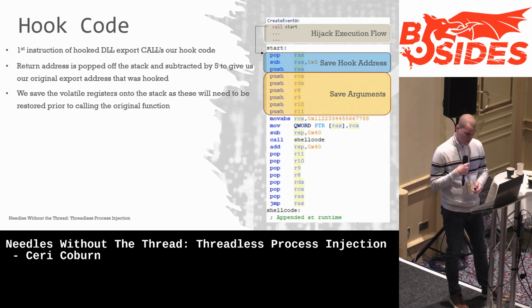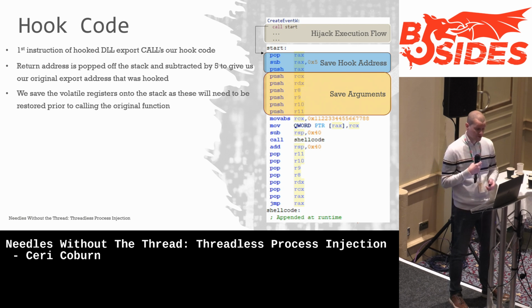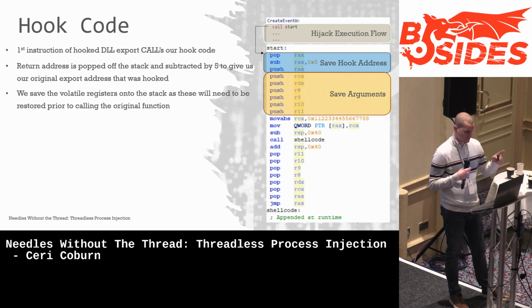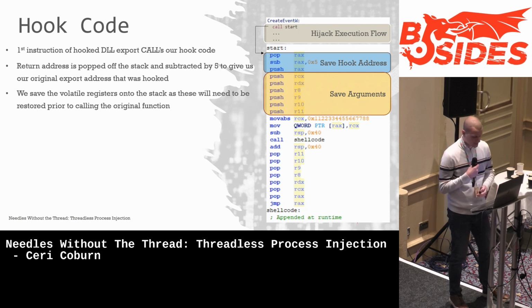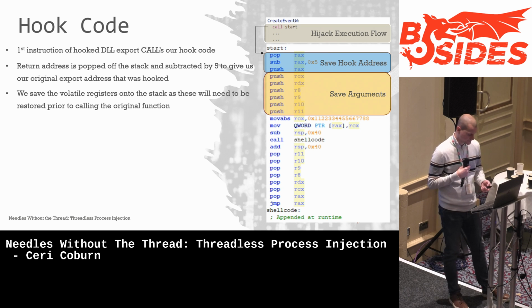Then you're moving on to saving the original volatile registers. So on x64 architecture, RCX, RDX, R8, R9 are used for passing arguments into particular functions. So if we don't save these, so these would be whatever Notepad was using to call CreateEventW, for example. If we don't save these for later, you're likely to crash the process that you're targeting.